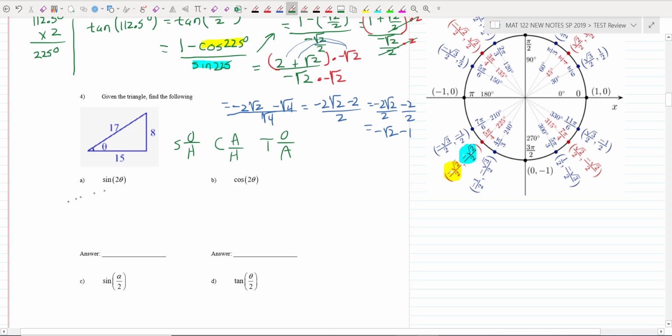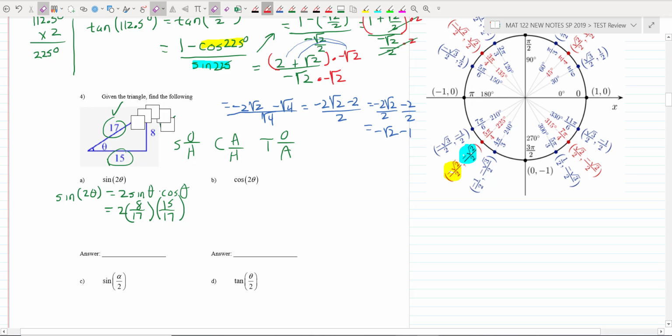Okay, so to do the sine of 2 theta, you want to just write down the identity. The sine of 2 theta, you have to use the identity, so that's 2 sine theta times cosine of theta, like that. Now you go to your right triangle where I have all the 3 sides, and then you can just fill this in. So the sine of theta is opposite over hypotenuse, so that's 8 over 17. The cosine is adjacent over hypotenuse, so that would be 15 over 17.